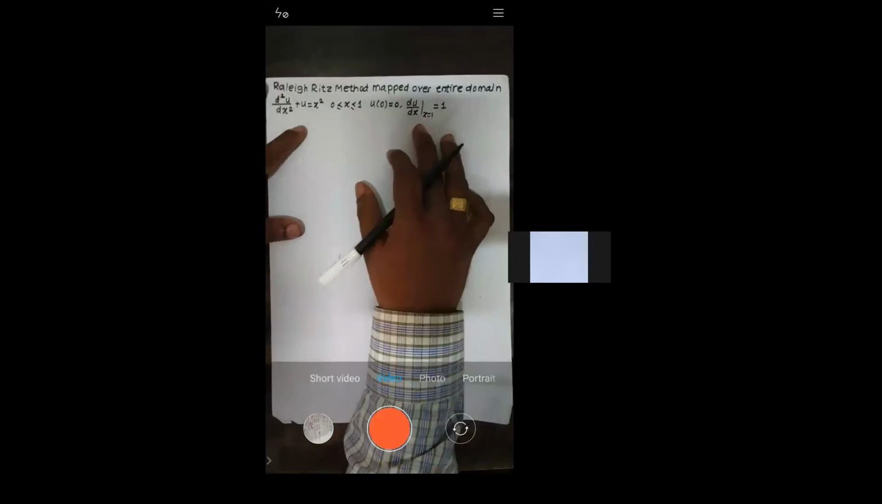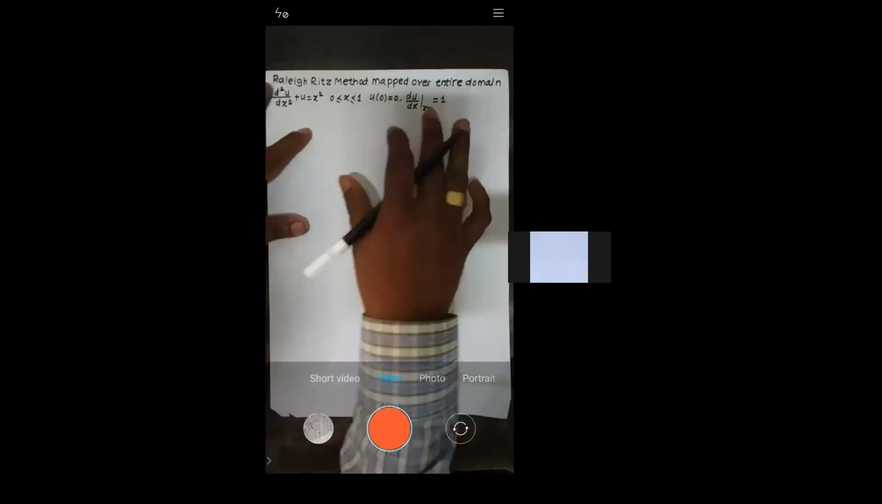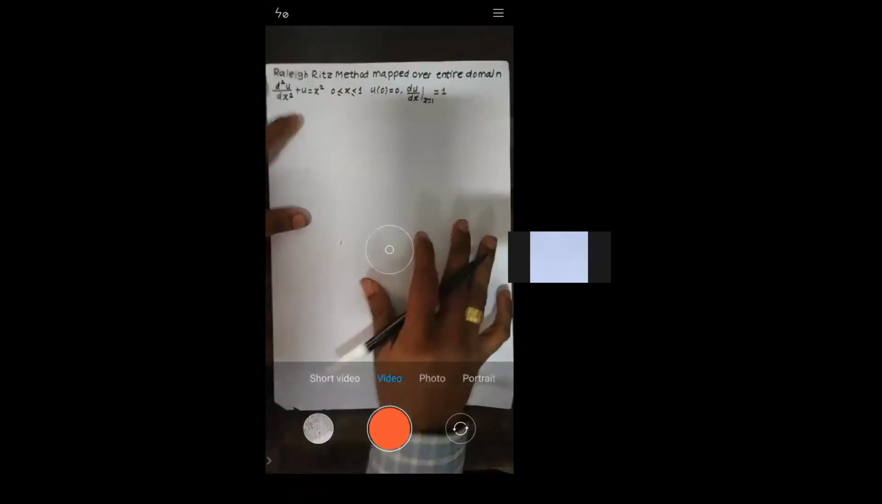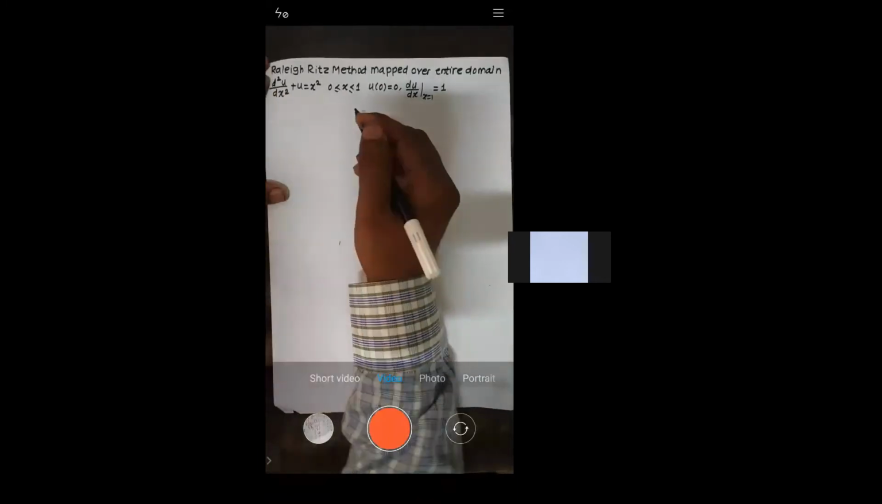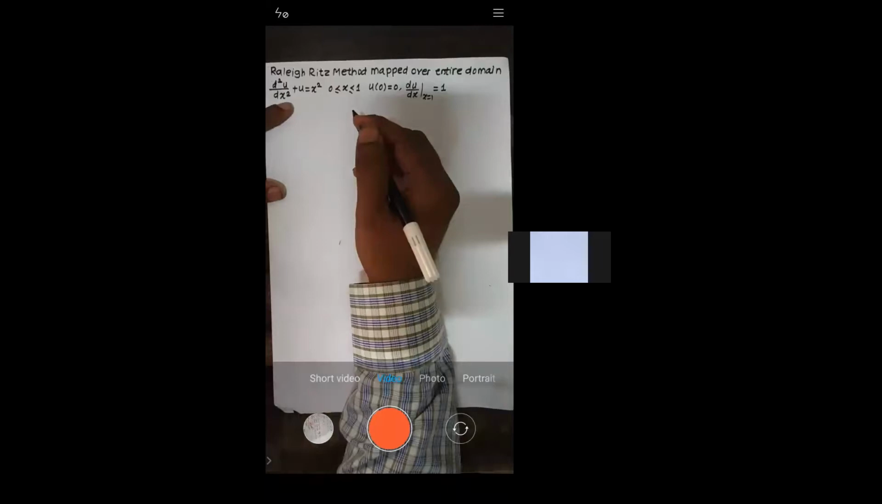Now all of you let me know how to start the problem. Because the first problem we have taken very thoroughly, right? Now you should be able to tell me how to solve this problem. Tell me how I should start this problem. u is equal to u approximate.